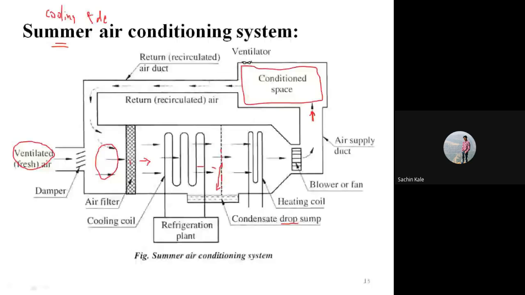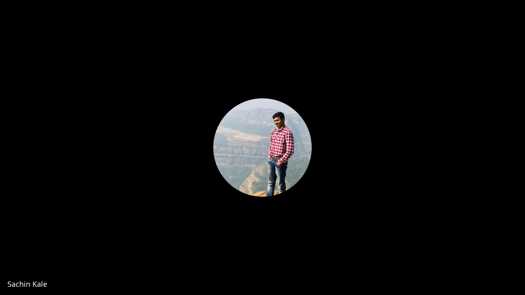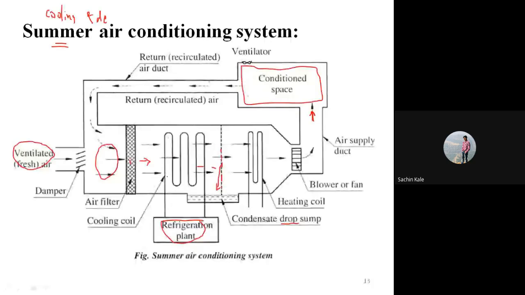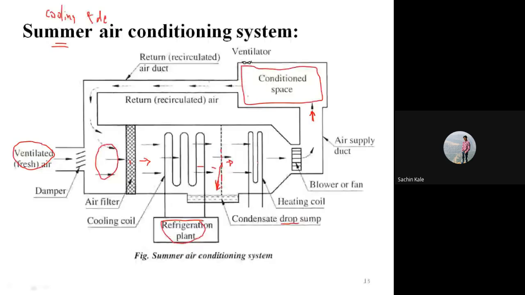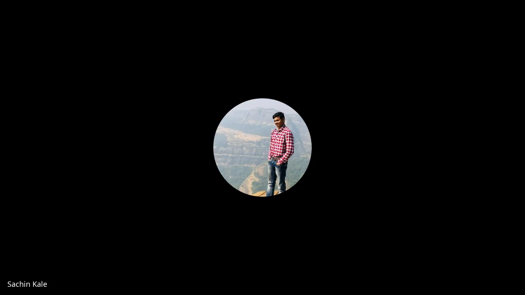Here you are observing a refrigeration plant. Why a refrigeration plant? Because in that cooling coil, whatever cooling medium we are passing is nothing but the refrigerant, and to produce that cooled refrigerant we have the refrigeration plant. So at the outlet, whatever air we have will have a lesser amount of humidity. Now that air will be passed over the heating coil, and in that heating coil we are going to heat the air up to our desirable temperature.